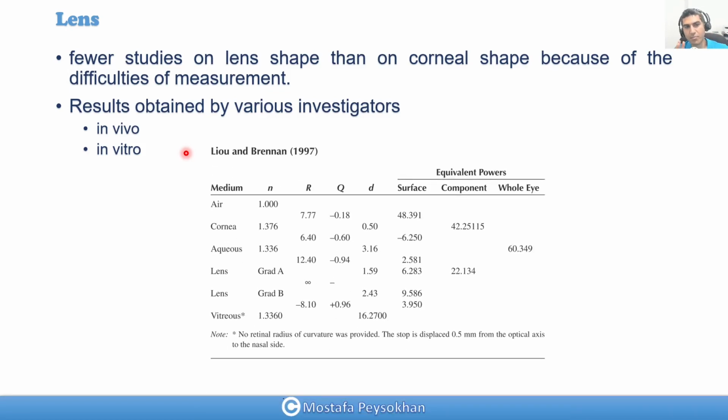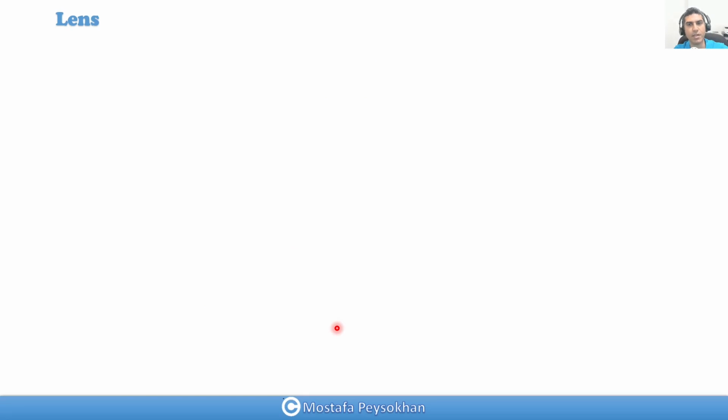And here is based on, again, the Liou and Brennan model, 1997. You can see for the lens, we have grade A, grade B, which means that the refractive index gradient is not constant. For the radius of curvature, we need two parameters: the first surface and the second surface, 12.4 and negative 8.1, and we have the thickness for each lens. So we have some kind of imaginary plane between two lenses, and we have a thickness for each of them. On the next slide, I'm going to explain it.